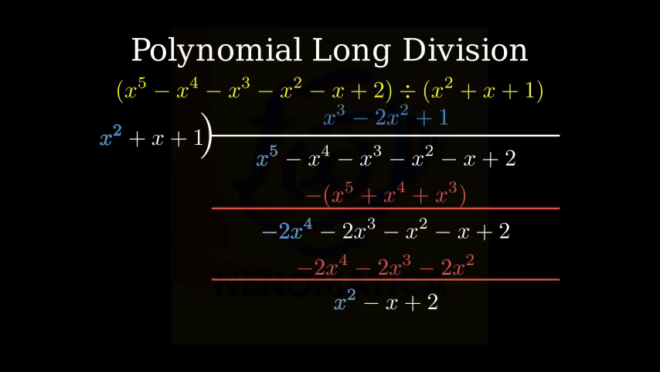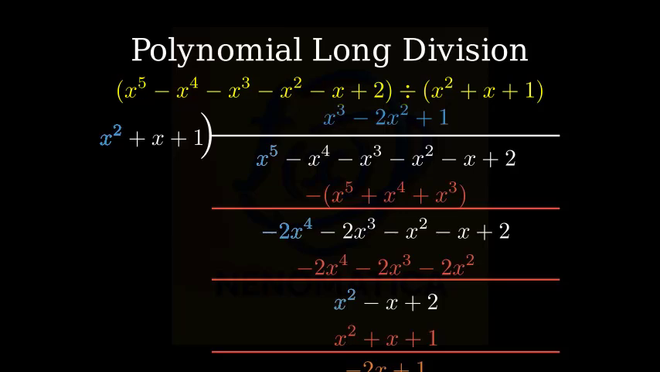Now, we multiply 1 by our divisor. 1 times x squared plus x plus 1 gives us x squared plus x plus 1. We subtract this from our current remainder by changing signs and adding. After the final subtraction, we get negative 2x plus 1.